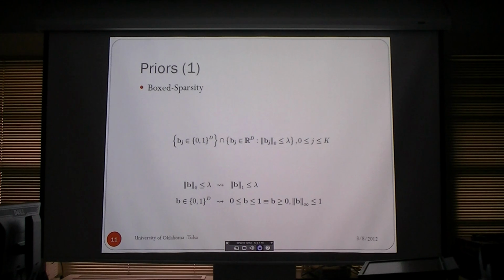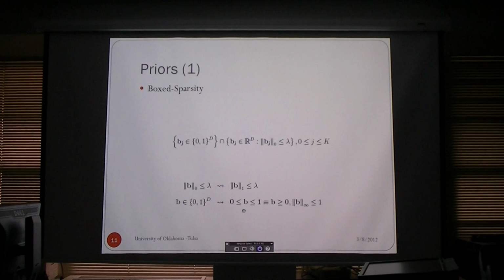And the intersection of these two sets will be our interest, and we can apply some relaxation on this problem. Instead of using the 0 norm, we can use the 1 norm of each vector, and instead of having an exact number, for example 0 or 1, we assume that b can be between 0 and 1. It means b must be bigger than 0, and the infinite norm of that must be less than 1.